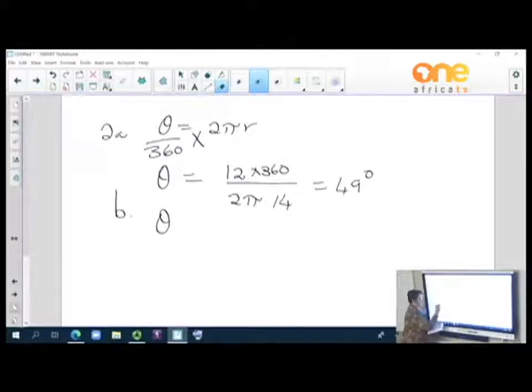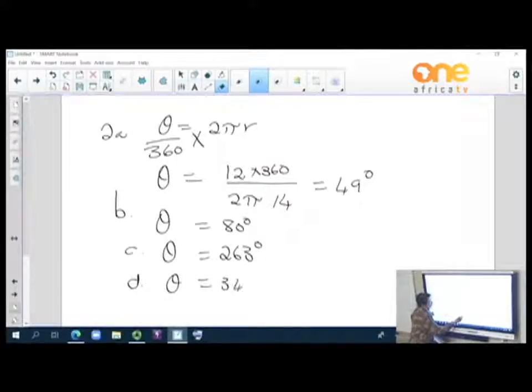Right, number B. What is your answer for number B? 80. Theta is 80 degrees. That's right. Number C, we're using exactly that same method every time. 263. Did you do that exercise? Yeah. So theta is 346 degrees. So it is still using that method every time. It's the arc length times 360 divided by 2 pi times the radius. Every time it will be divided by 14, because the radius is 14 all the time, isn't it?